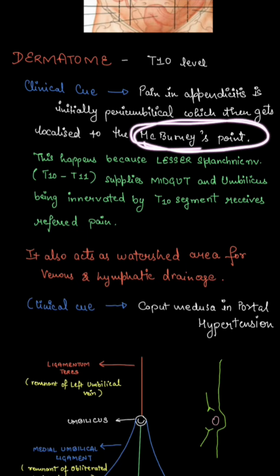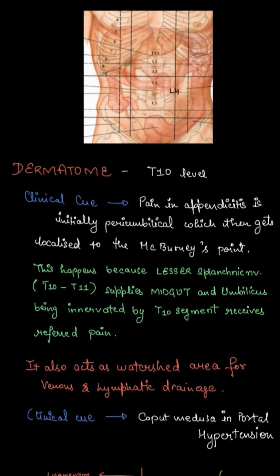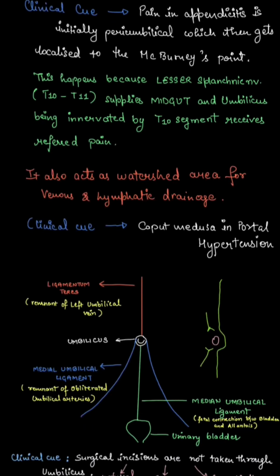Okay, you know McBurney's point. What is McBurney's point? You definitely know that if we draw an imaginary line from ASIS to the umbilicus, this is known as spino-umbilical line. So it is present at the lateral 1/3 and medial 2/3. This is the McBurney's point. You definitely know that. Okay.